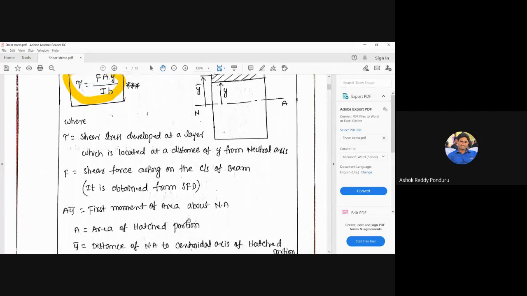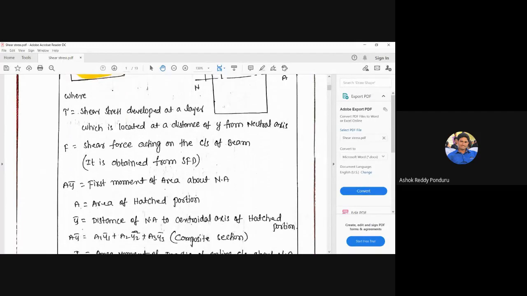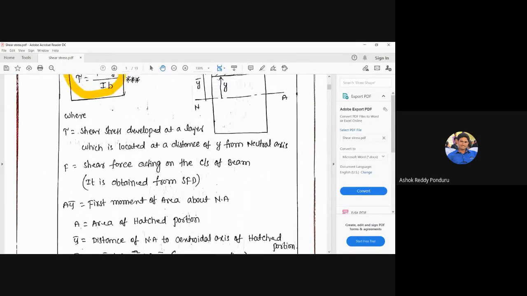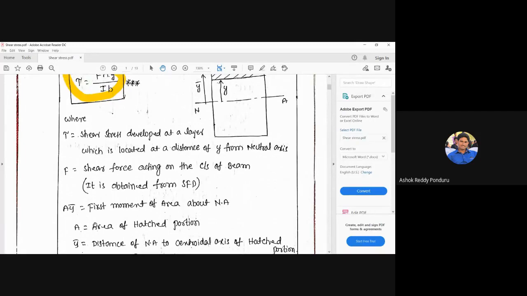Okay, next one, A y bar here. Yes, this is a very important thing. I think in engineering mechanics also we learnt about A into y bar.